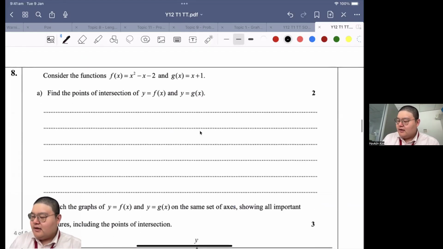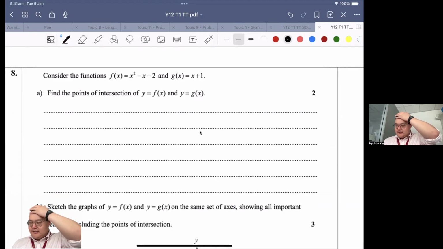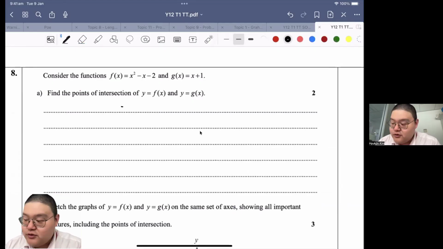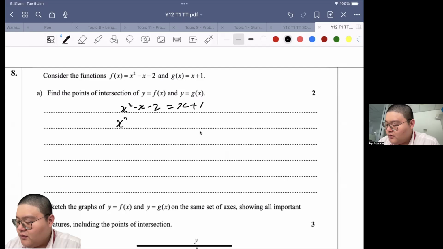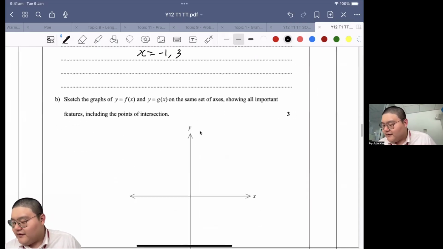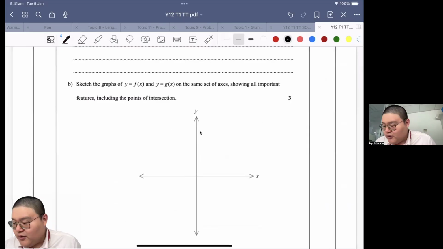Consider the functions, this guy and this guy. Find the point of intersection for f of x and g of x. All we need to do is just equate the two fellas and solve for 0. You get x minus 3, x plus 1 equals 0, x equals negative 1 and 3. Happy times. 2 easy marks just like that. How good. Sketch the graphs of f of x and g of x on the same set of axes, showing all important features, including points of intersection. Okay.